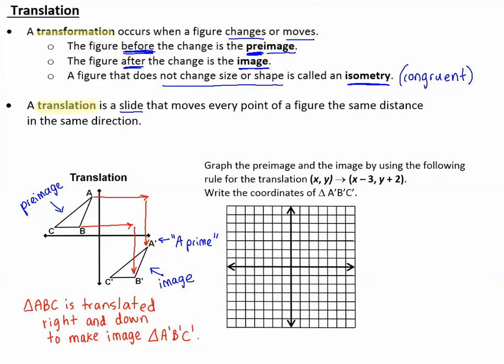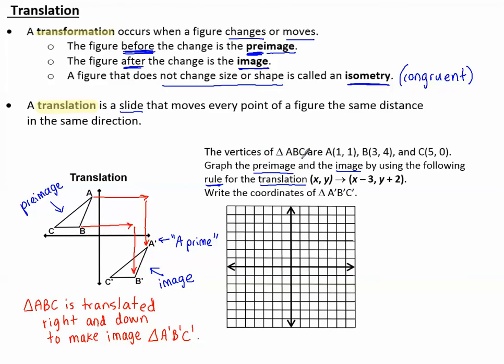Let's take a look at a problem on a coordinate plane. Graph the pre-image and the image by using the following rule for the translation. (x, y) maps to (x minus 3, y plus 2). This is telling us how the x and the y will change. Let's start by graphing the pre-image.